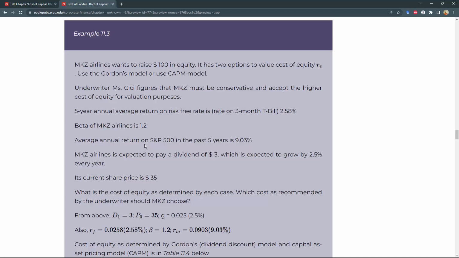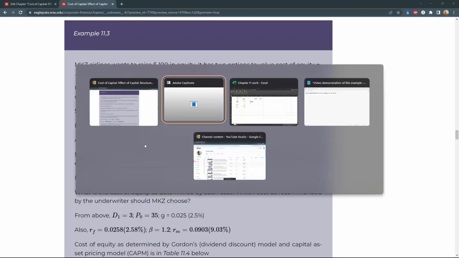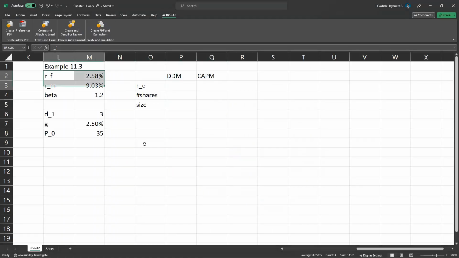last 5 years, is 2.58%. Beta for MKZ Airlines is 1.2. The average annual return on the S&P 500 index in the past 5 years is 9.03%. And MKZ Airlines is expected to pay a dividend of $3, which is expected to grow by 2.5% per year. So the dividend growth rate is 2.5%. Then its current share price is $35. What's the cost of equity as determined by each case, and which cost is recommended by the underwriter that MKZ should choose? Going to Excel. Already entered these values in this.